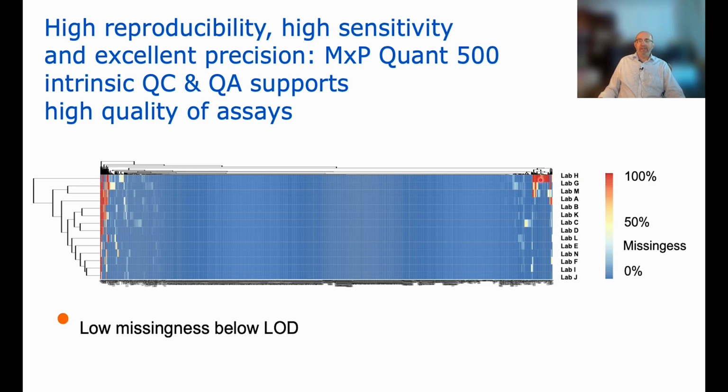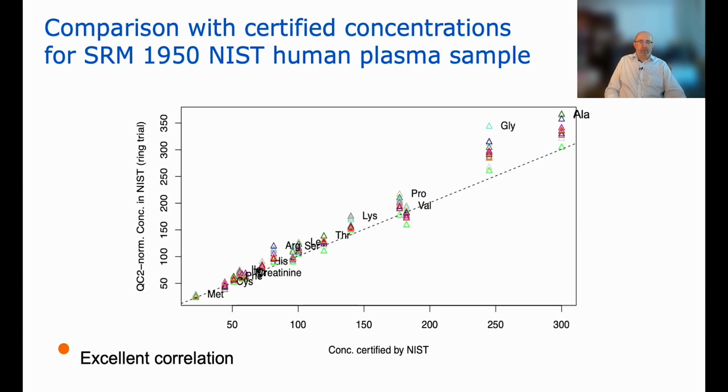And as you can see, some laboratories differ, but on the overall, the missingness is very low. I might say here that the clustering between the laboratories does not reflect, for example, continent. It does not reflect the vendor of the CMS equipment. The message here is very high quality of assay.